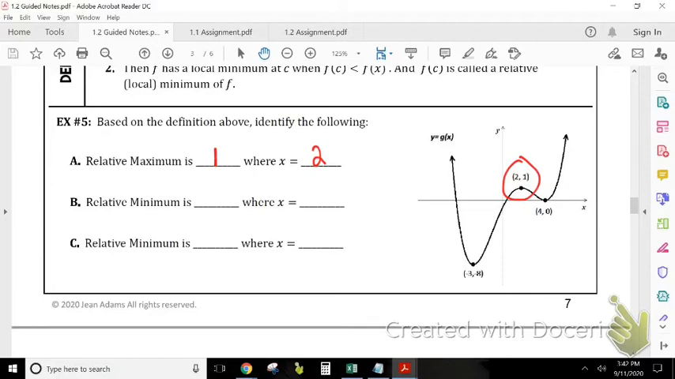Then I want a relative minimum. Now I see 2 of them. It doesn't matter which one I choose, so I'm going to choose this one. The relative minimum is, that's your y value, 0, where x equals 4. And then my other relative minimum is right here. The relative minimum is -8, where x equals -3. But that one's a special relative minimum because it's also the lowest point on the graph. It's also an absolute minimum.